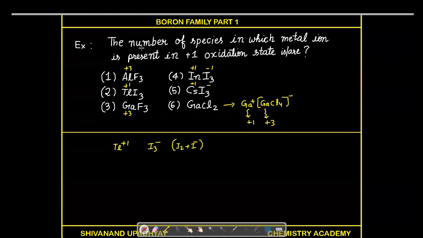So now they are asking for the number of species in which the metal ion is present in +1. So sixth is the correct option, fifth is correct, fourth is correct, and second is correct. So the answer should be 4. 4 should be the answer.